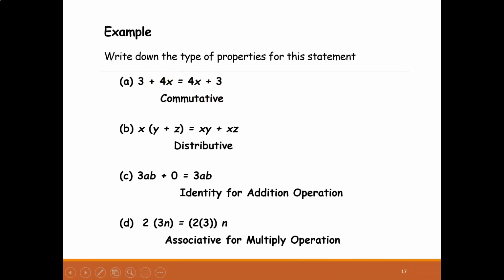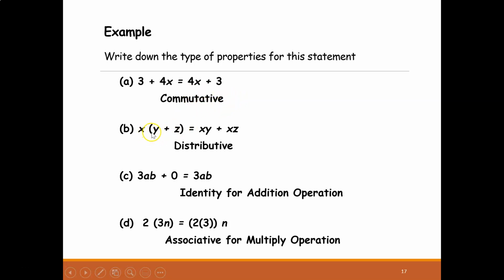Okay, let's see the example. Write down the type of properties for this statement. Properties for this statement, 3 plus 4x equal to 4x plus 3. So this one you play around with the position, kedudukan. So this will be commutative. This is the commutative properties.